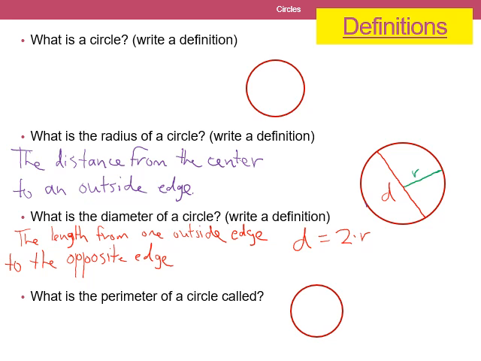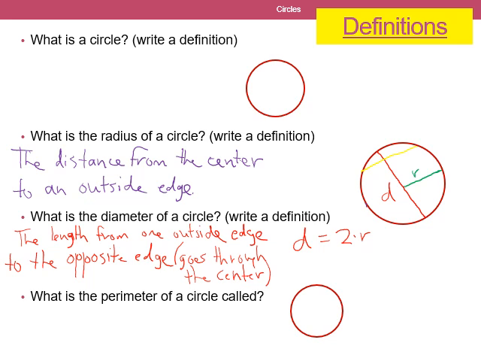Now, here's the thing. This is the line that goes from one outside edge to the opposite edge. So a key fact is that you go through the center. And these are in fact called chords, but they go through the center.